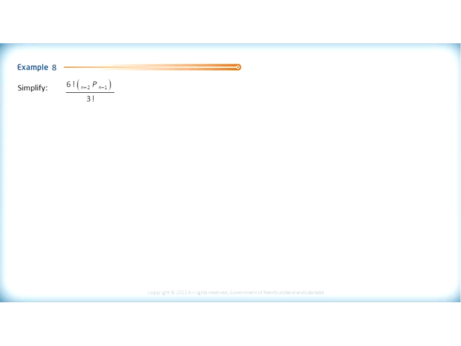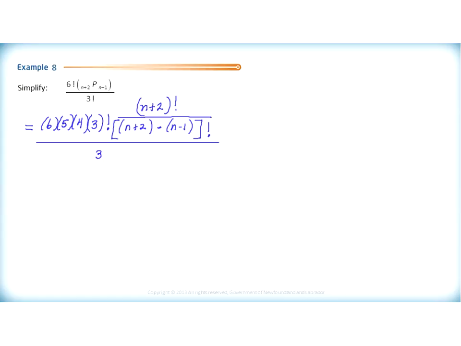In example 8, we are asked to simplify 6 factorial multiplied by n plus 1 permute n minus 1, all divided by 3 factorial. So let's use factorial notation to represent the permutation. 6 factorial, by the way, is equal to 6 times 5 times 4 times 3 factorial. And we'll stop there so that that will cancel with the 3 factorial in the denominator. In the meantime, we also have n plus 2 factorial divided by the same as n plus 2 minus n minus 1, and all of that will be a factorial. And of course, all of that has to be divided by 3 factorial.